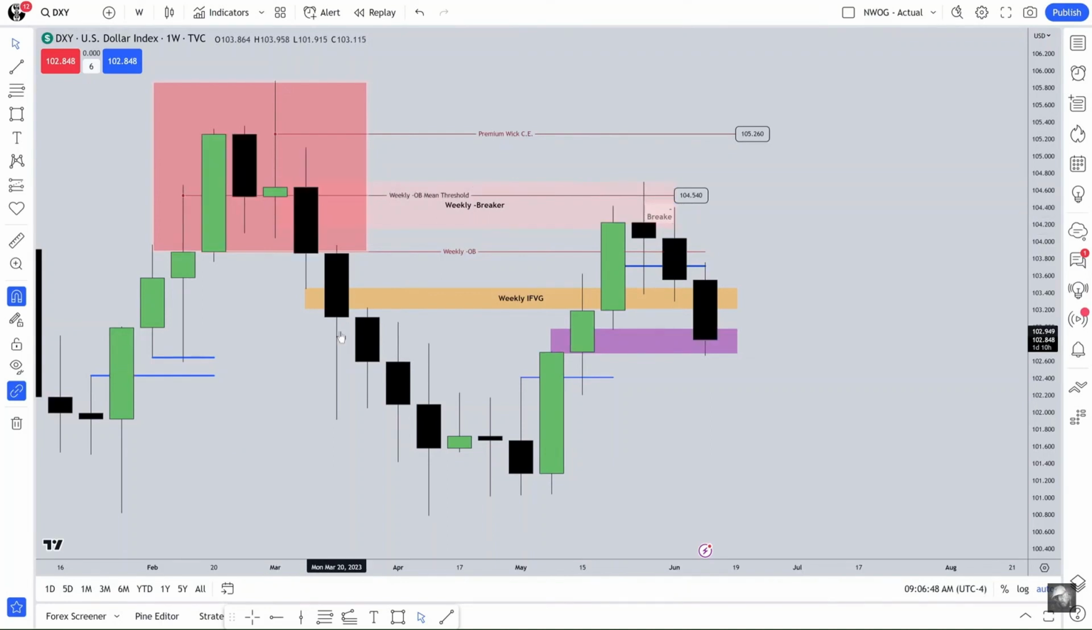Well, there's several things. You can use the consequent encroachment of this wick, the midpoint of that. Then you have the gap here that this traded down into, but left the majority of the gap still untouched, right? So when it drops here, price is going to want to trade into this area here. Does it do so? Yes. And again, that would be bias for that particular week for the dollar.